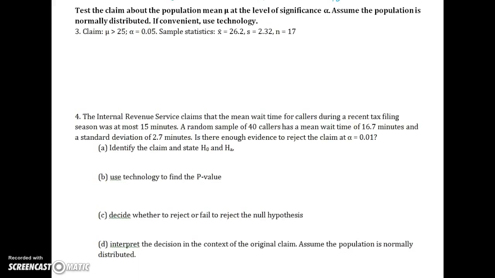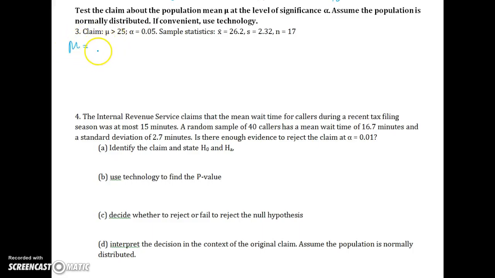Alright, now, if you have your graphing calculator, great time to have that out and on and ready to go. Test the claim about the population mean mu at the level of significance alpha. Assume the population is normally distributed. If convenient, use technology. So now we get to use it. If you have your calculators, we're going to enter the information that's important. So let's identify it first.